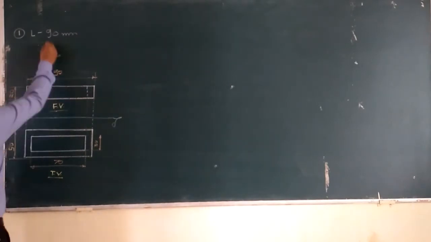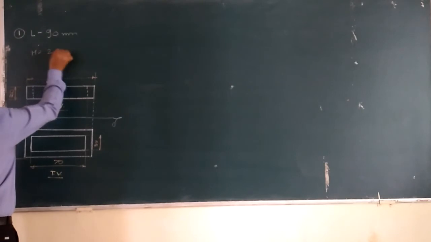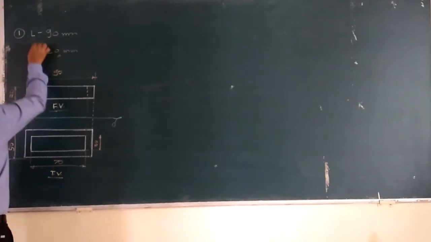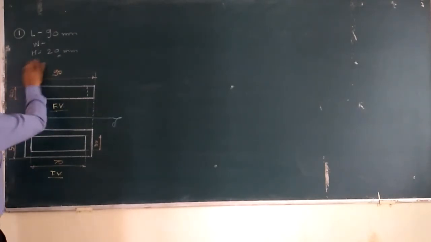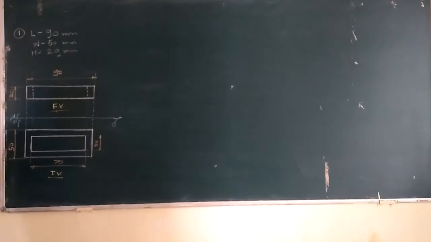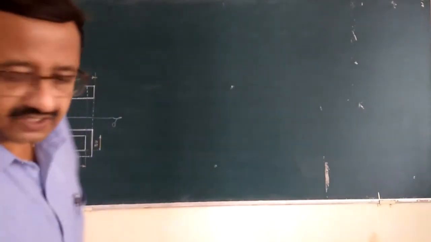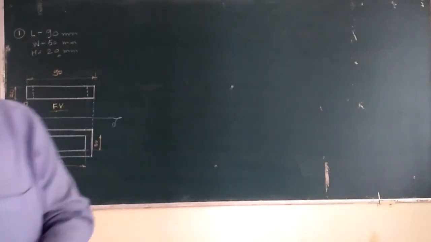Height is 20 mm. And width appears in the top view, so it is 50 mm. The origin is also marked. Again I am marking O here, at the left extreme of the front view. O is here.